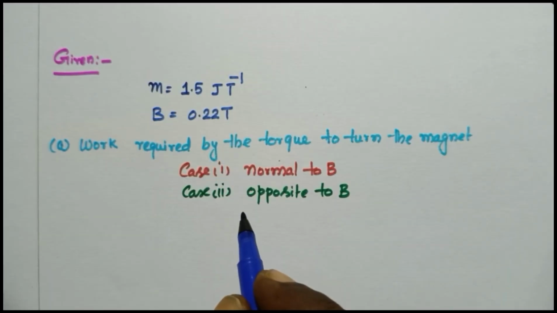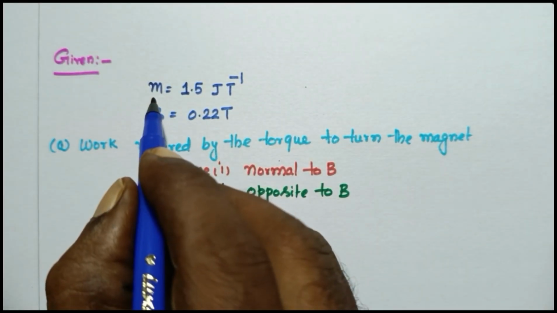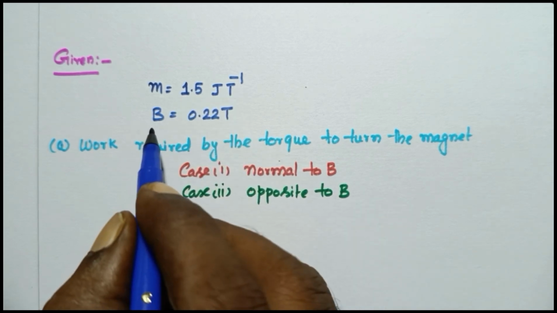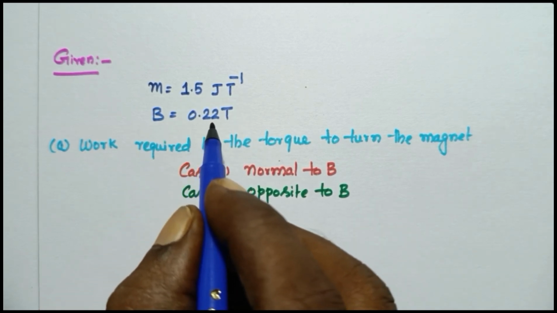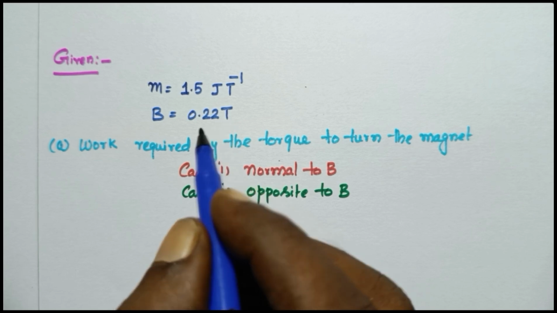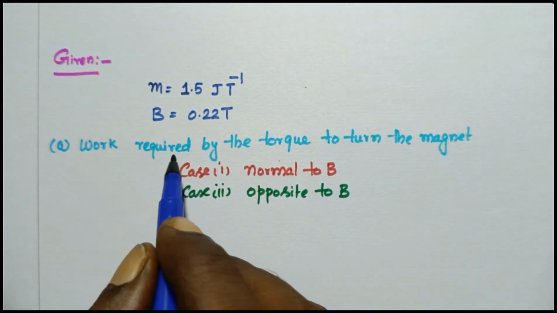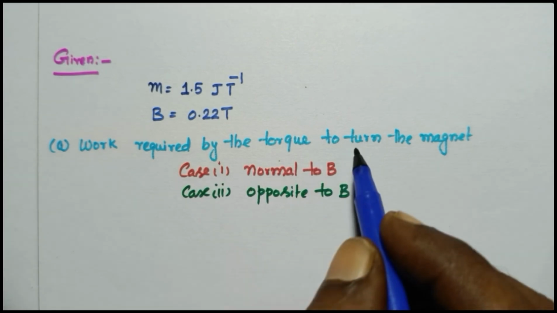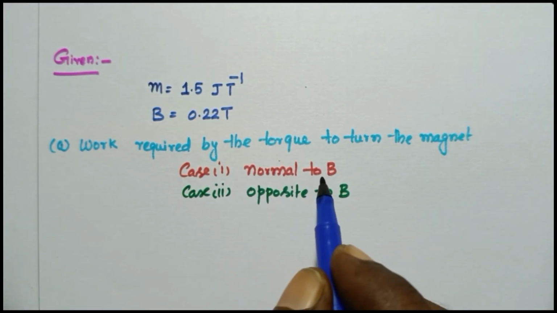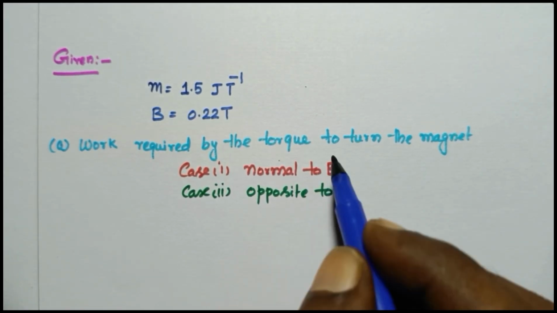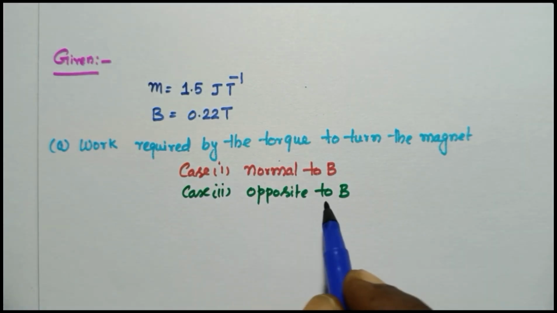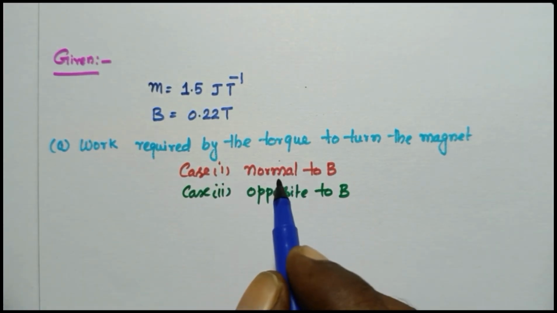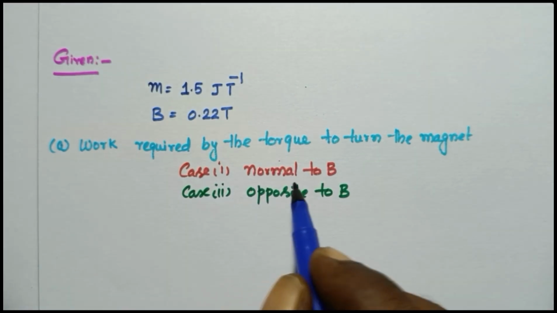The numerical data given in this problem is magnetic moment M is equal to 1.5 Joule per Tesla, magnetic field B is equal to 0.22 Tesla. What is asked? We have to find the work required by the torque in two cases. In the first case, to turn the magnet normal to B, and in the second case, to turn the magnet opposite to B. Now let us see the first case. Case 1, to turn the magnet normal to B.